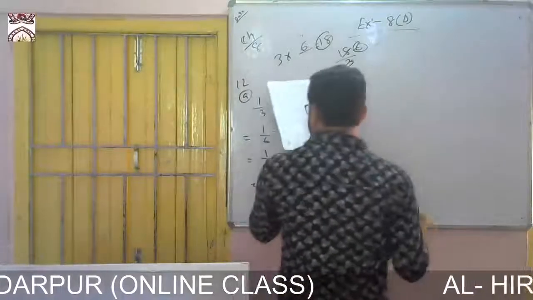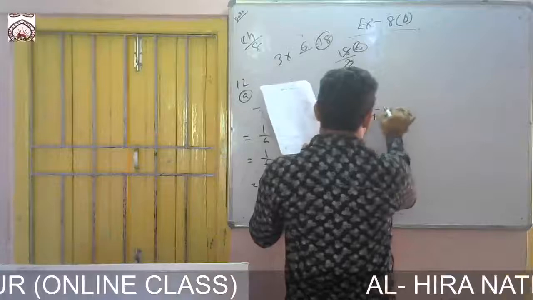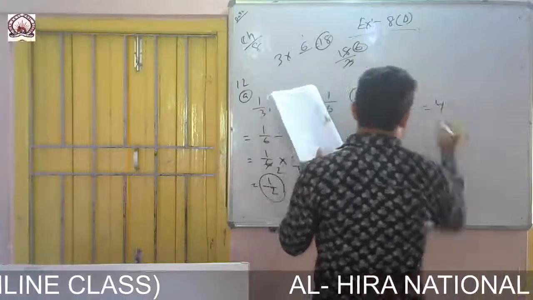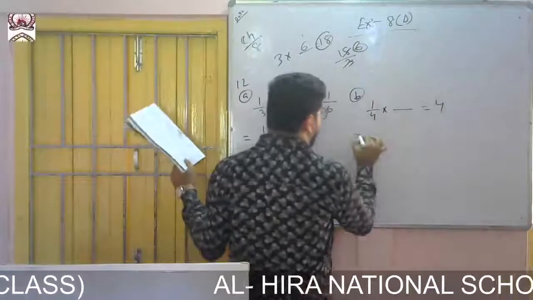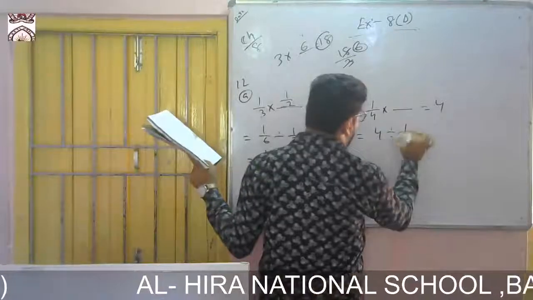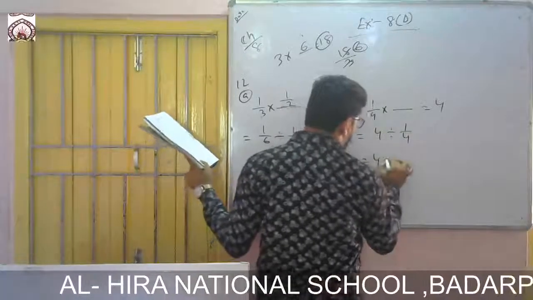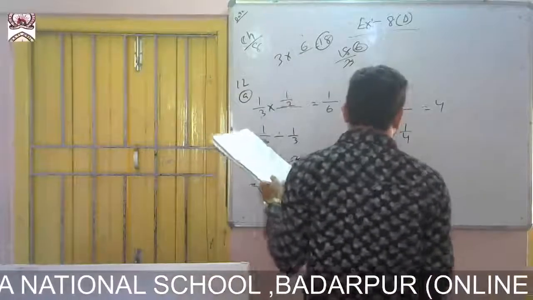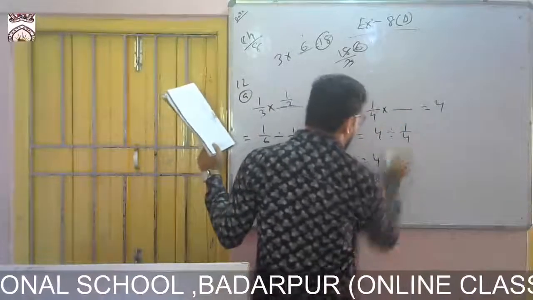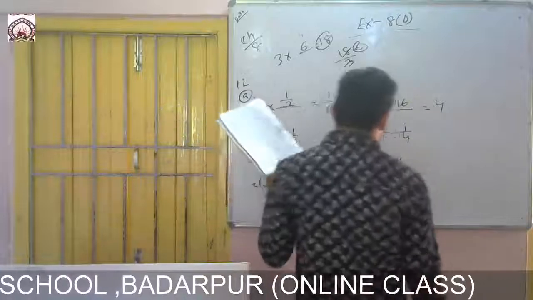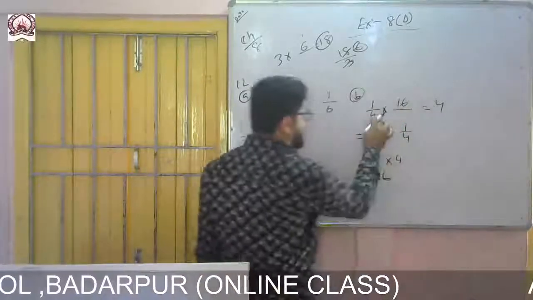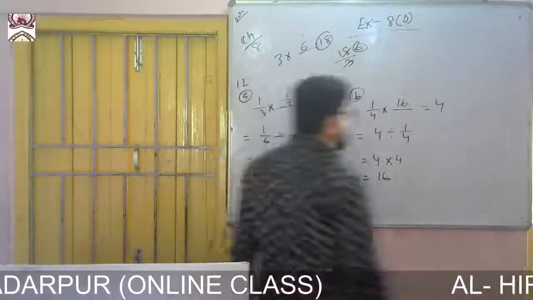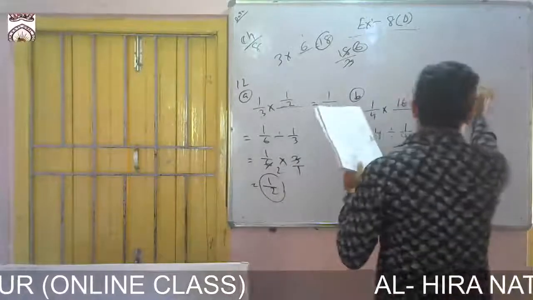So number B: 1 by 4 into dash equals 4. So it is the same. Divide: 4 divided by 1 by 4. So 4 into 4, that will be 16. So here it will be 16. Now you check: if we cancel, 4 4s are 16, we'll get 4. Now come to C.